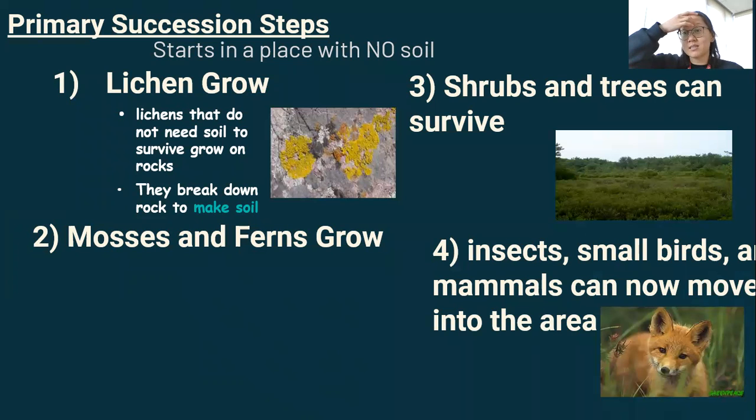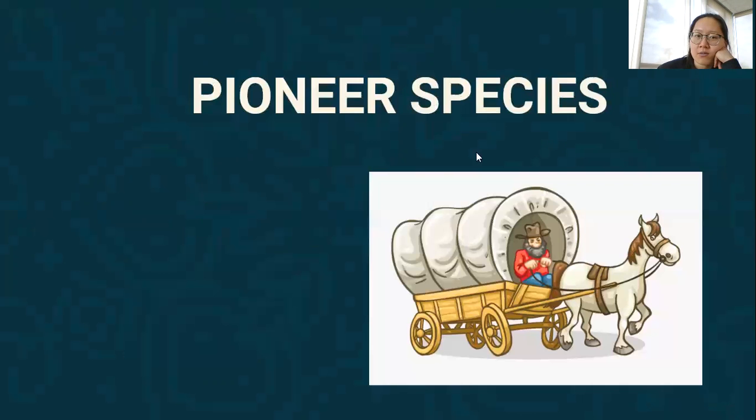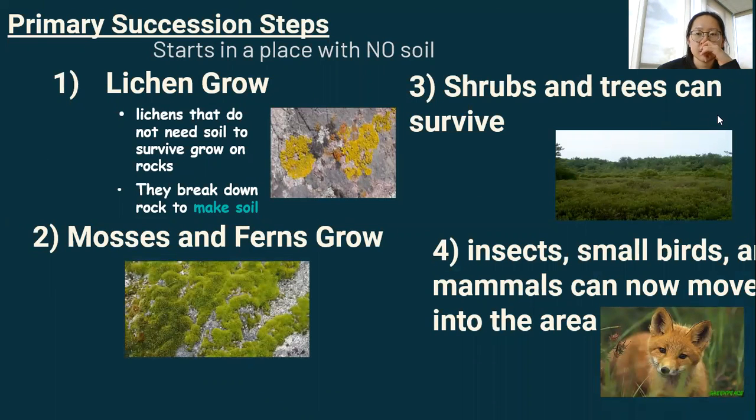Number 2, using that kind of soil that's been produced, mosses and ferns can now grow. Now, there's not a lot of soil, but it's something. So things that have small roots and aren't really tall, like mosses and ferns, will then take root and grow. This is what mosses look like. They're a little bit taller than lichen, and they're technically plants. Then we have shrubs and trees that can survive.